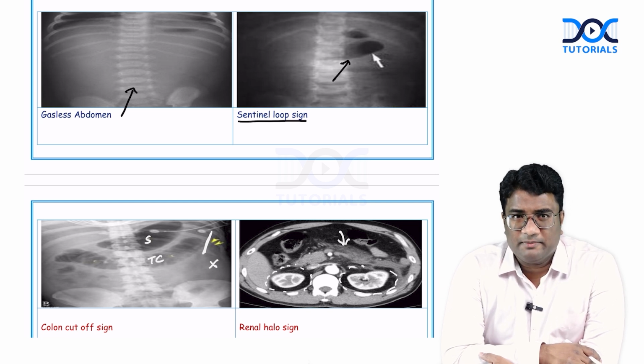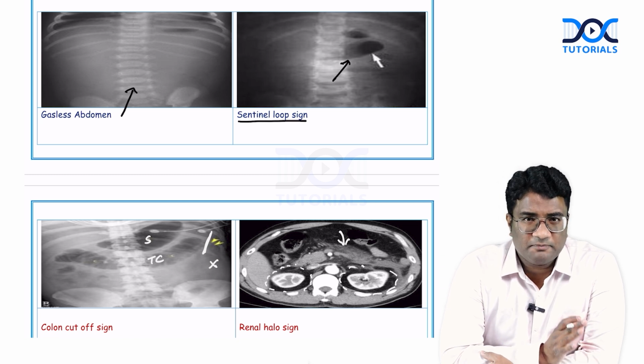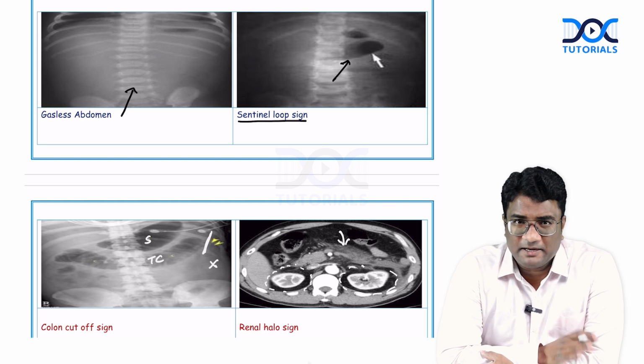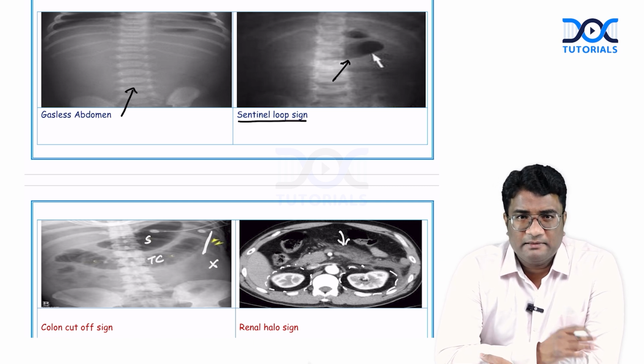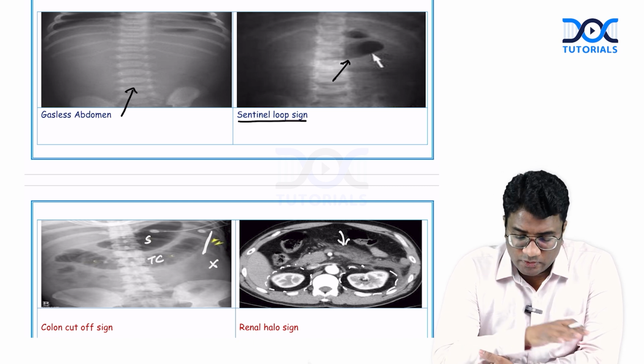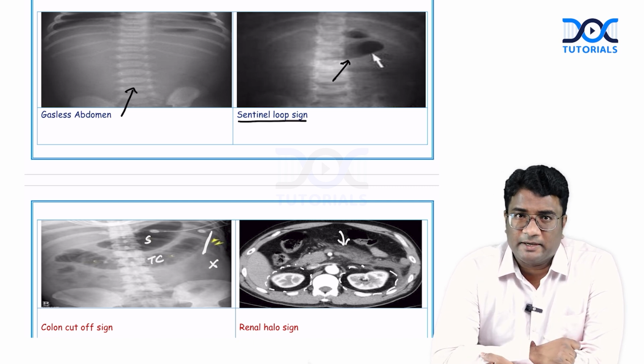The gasless abdomen is because of repeated vomiting. Sentinel loop sign is because of the small bowel ileus. Colon cutoff sign is because of the colonic spasm, and the renal halo sign is the fluid collections around both the kidneys because of the peripancreatic fluid collections in acute pancreatitis. So, these are the features that you see in acute pancreatitis.